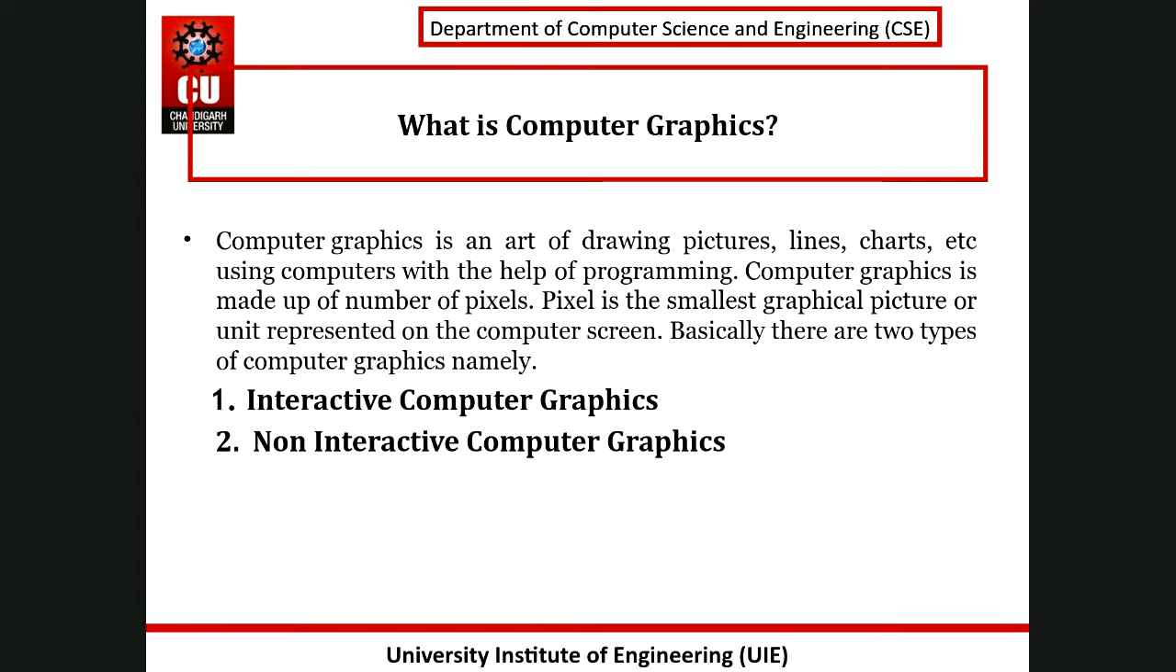Next, there are two types of computer graphics. These are interactive computer graphics and non-interactive computer graphics. As the names suggest, interactive and non-interactive. Any idea comes to your mind about what is the meaning of interactive and non-interactive graphics? Yes, Ranjan?